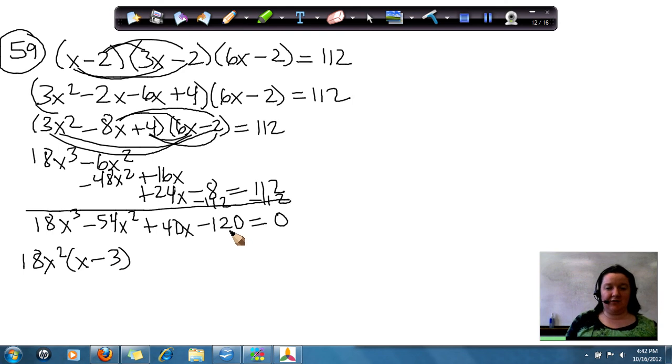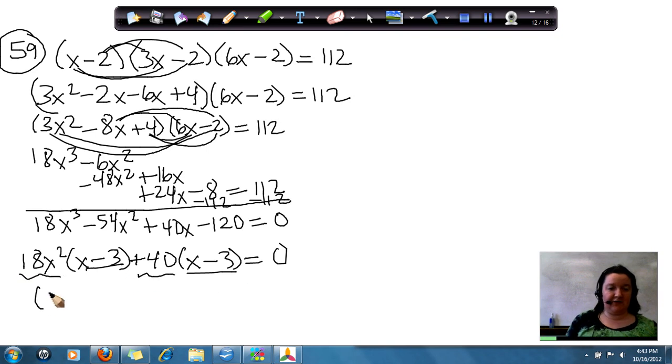What can I factor out of both of these terms? Well, I can factor out 40. So I'm going to get x minus 3. So now those parts match. That's great. I'm going to take these parts and put them together in a factor. And x minus 3.